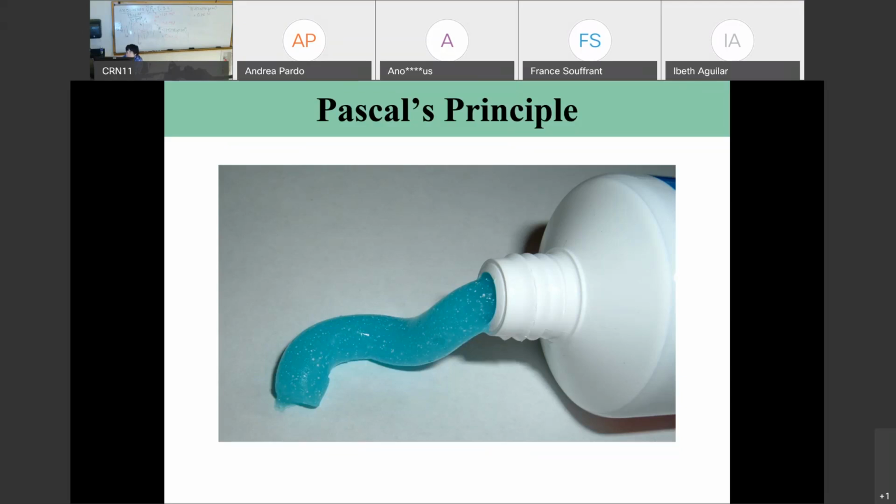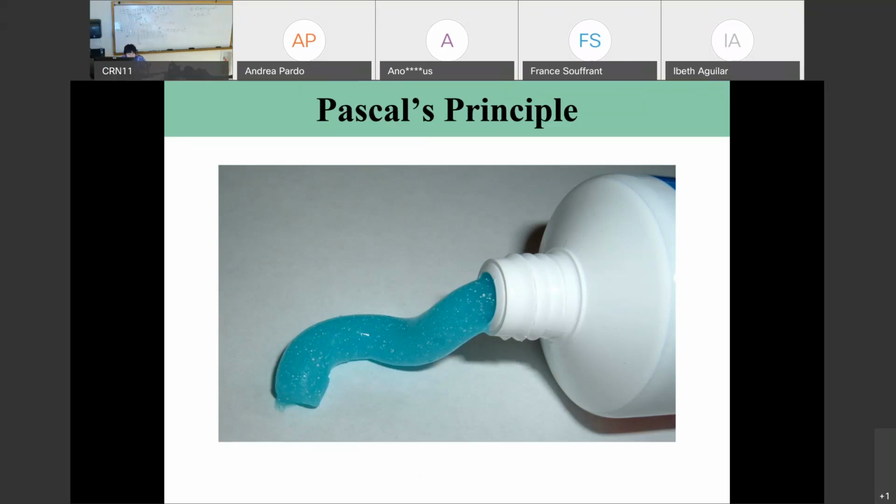Basically, what it says is that in an enclosed, isolated device where there is a fluid, water, oil, whatever, the pressure is the same. The pressure that you apply is transmitted. It goes through the liquid, through the fluid, evenly.